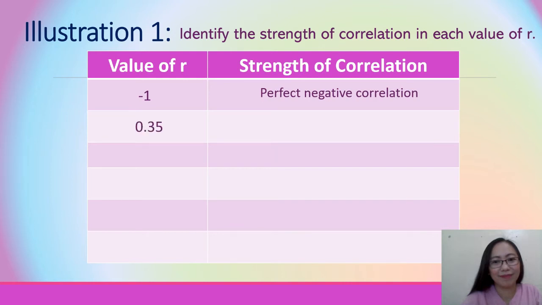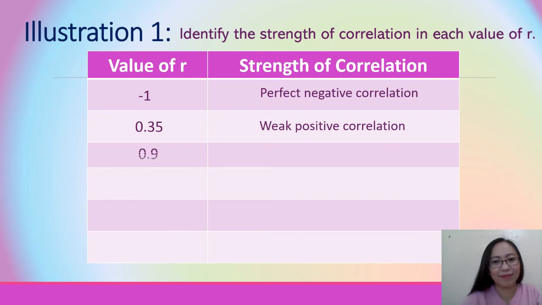Okay, let's look at the second one. r equals 0.35. Is it a positive or negative correlation? As you see here, it is positive. And is it a strong or weak correlation? Let's consider the range wherein this value of r is located. 0.35 is located in the range between 0 and 0.5, and this is considered a weak positive correlation.